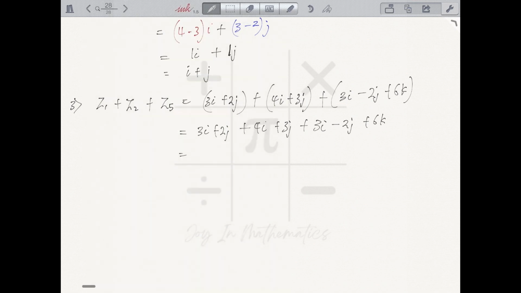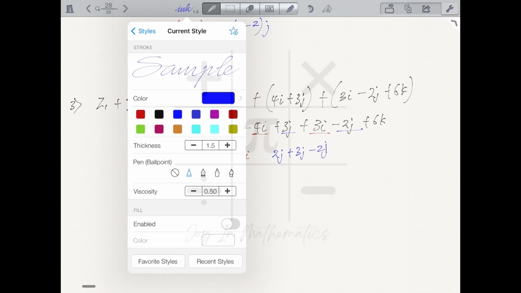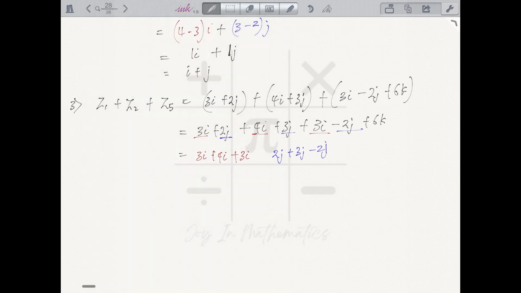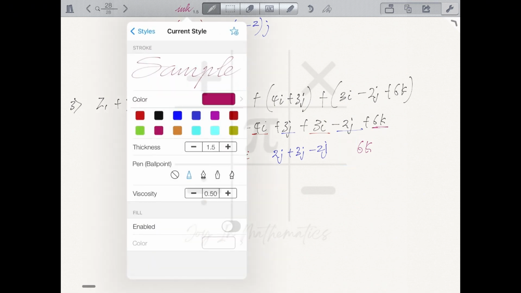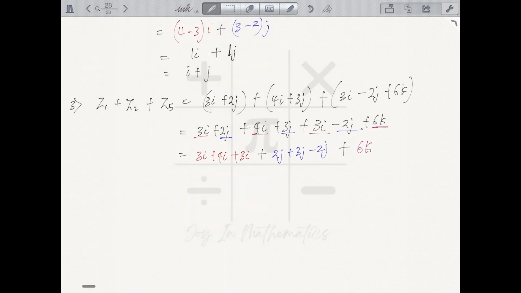Let's look at the i components: 3i, 4i, and 3i. So we have 3i plus 4i plus 3i. Similarly, we look at the j components, which are 2j, 3j, and minus 2j. So we have 2j plus 3j and minus 2j. And finally, the last component is the k component, which is just plus 6k. We can have our addition sign in between them, positive, positive.